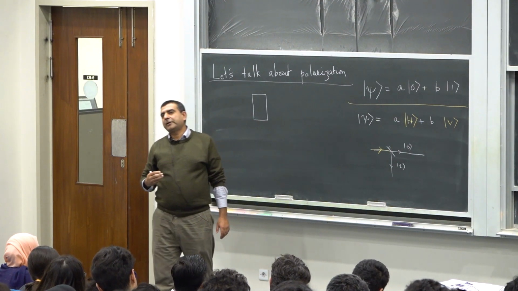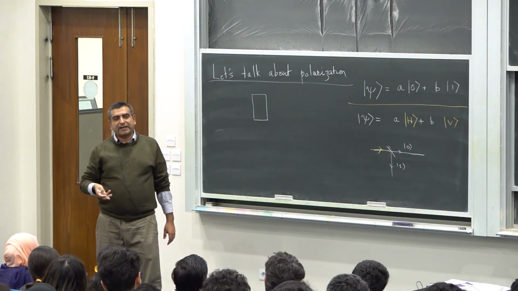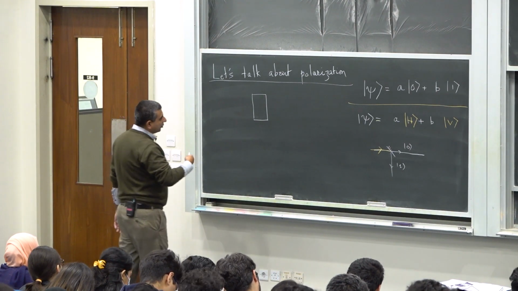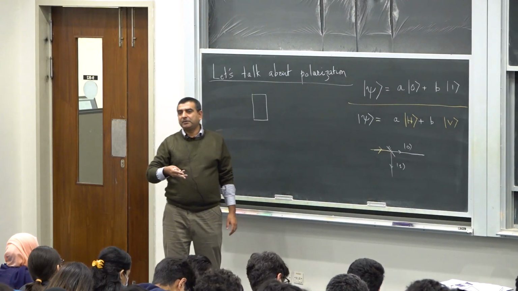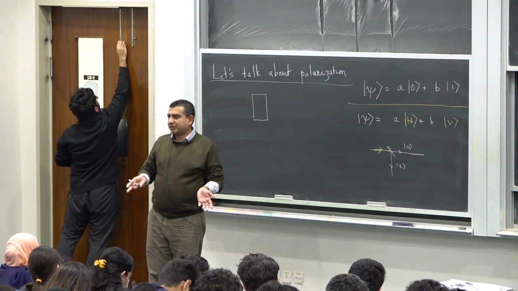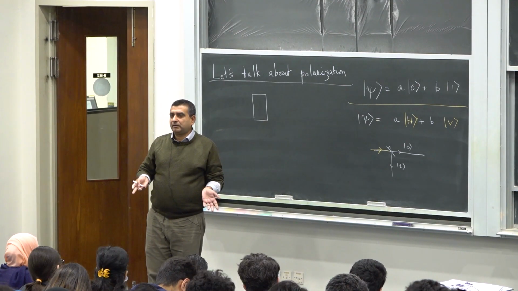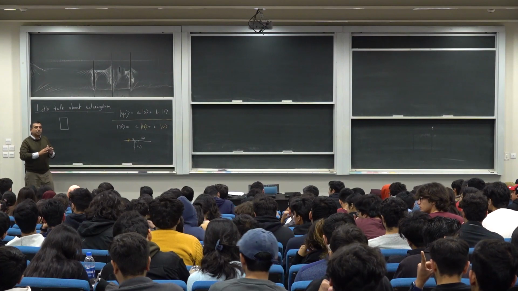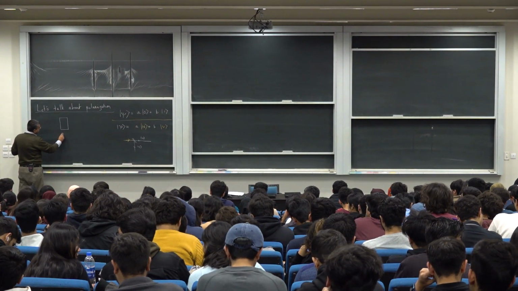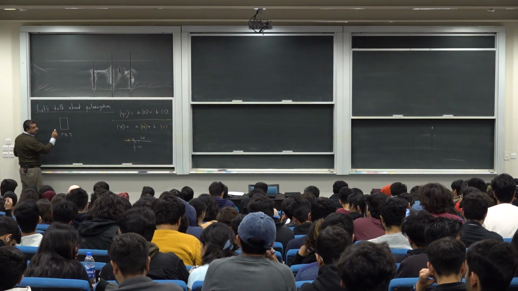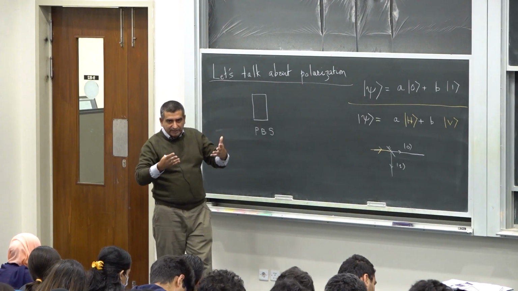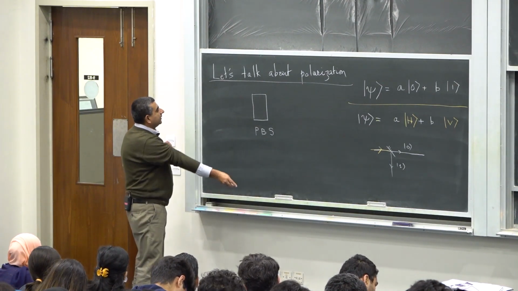And let's call this a polarizing beam splitter. So it's more than a beam splitter. It does split the beams, but it's also aware of the polarization. Let's call this a PBS, a polarizing beam splitter. And what I'm talking about is a particular kind of polarizing beam splitter.